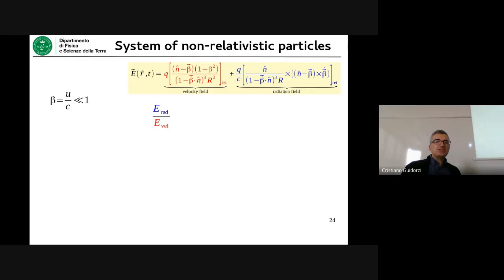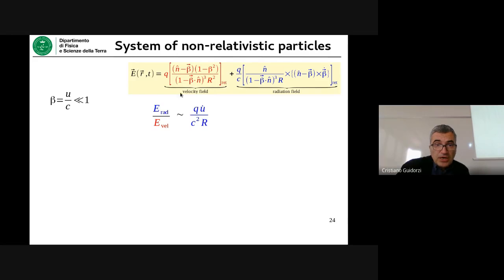So having established that when you move sufficiently far away, the velocity field is negligible with respect to the radiation field, it means that at some distance, close enough, probably the velocity field takes over, and the other way around when you move far away enough. So if you just focus on the most relevant dependence, in blue I just denoted the radiation field.